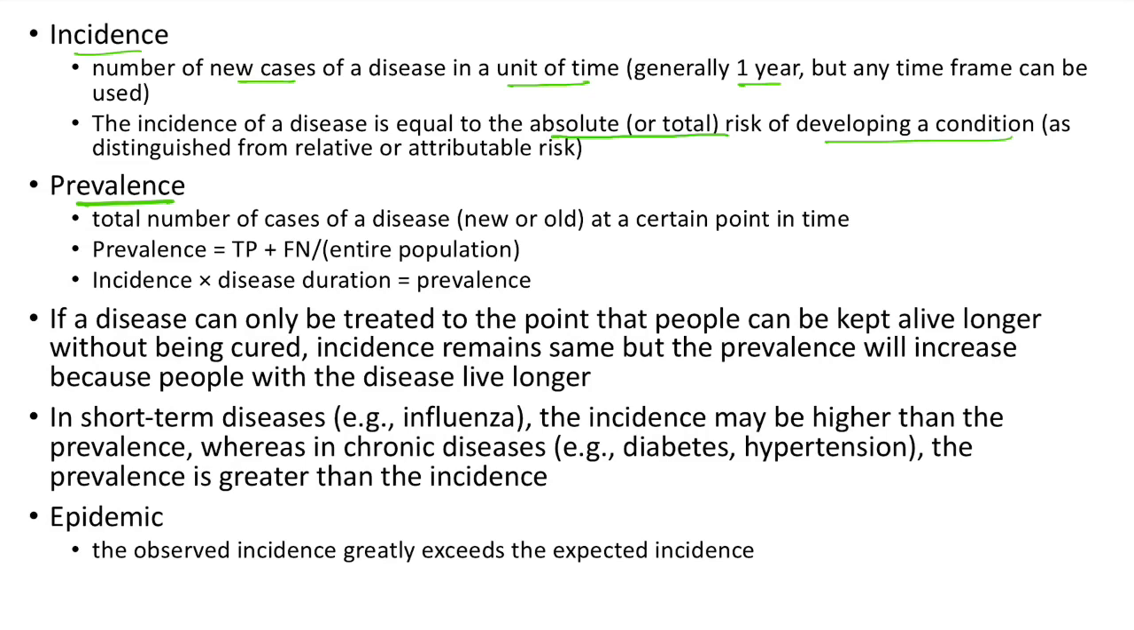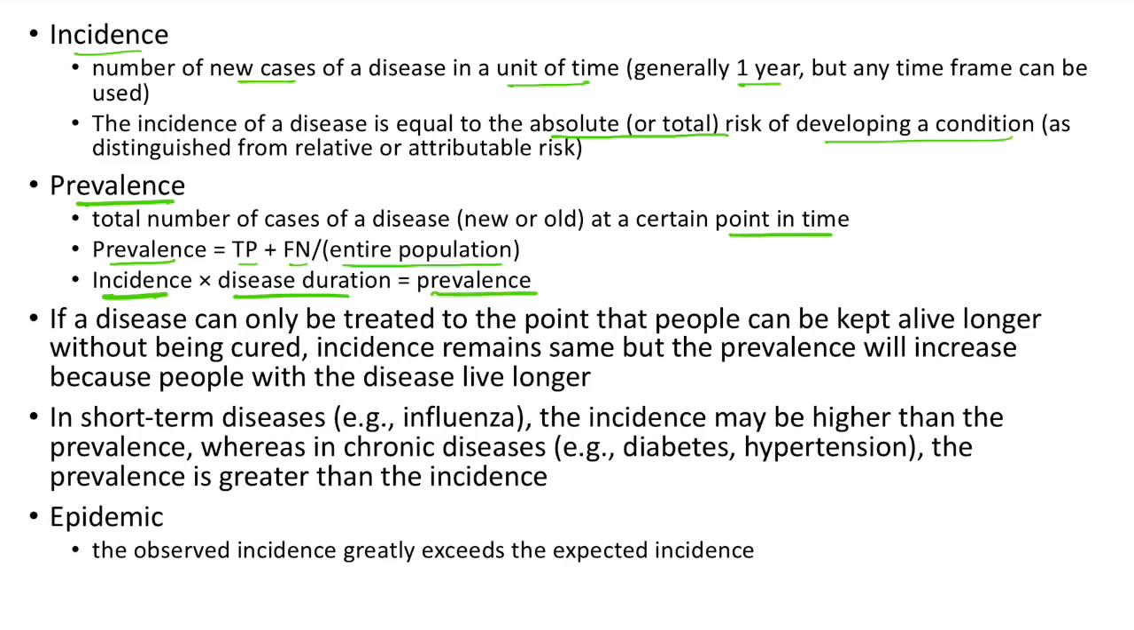It is the total number of cases of a disease at a certain point in time. Two important formulae are: prevalence is equal to true positive plus false negative divided by entire population. Incidence into disease duration is equal to prevalence.